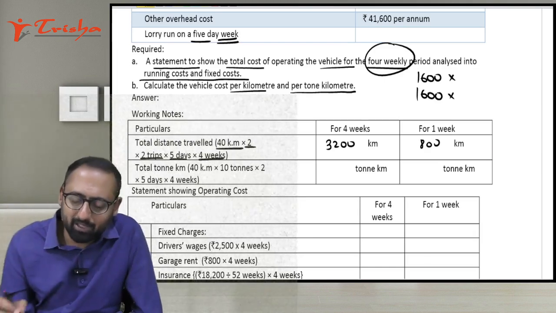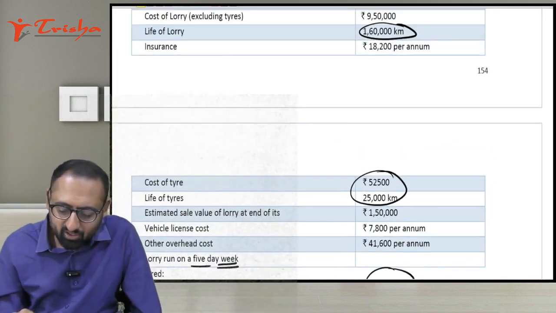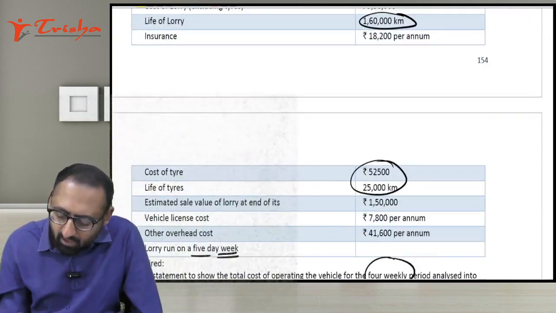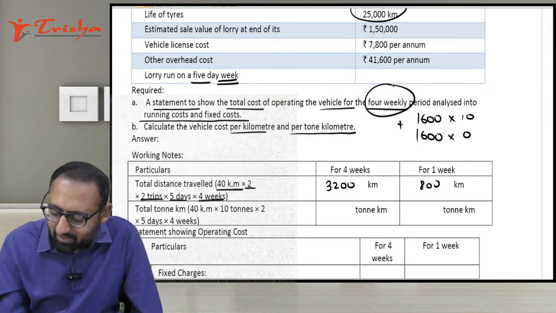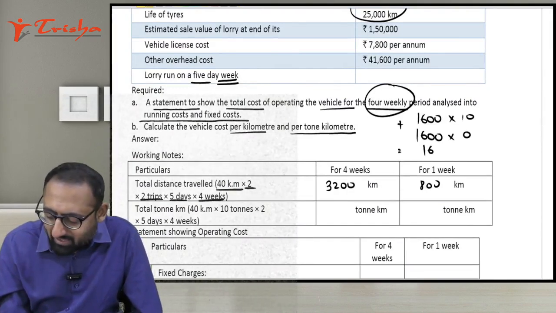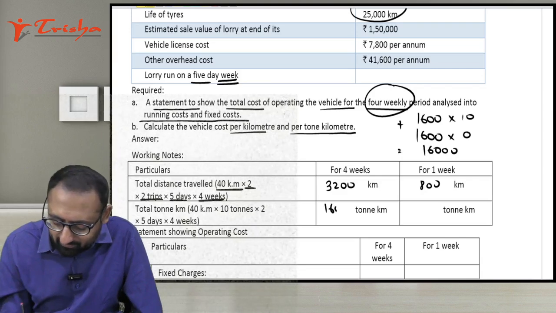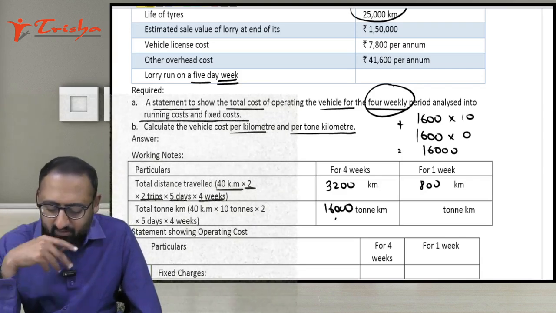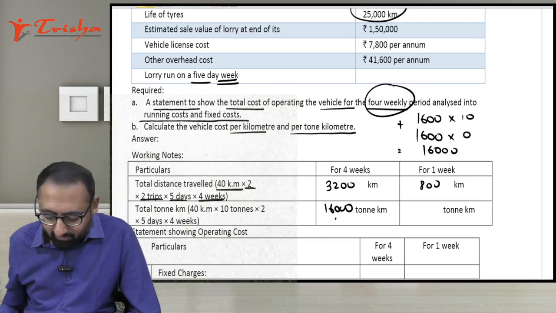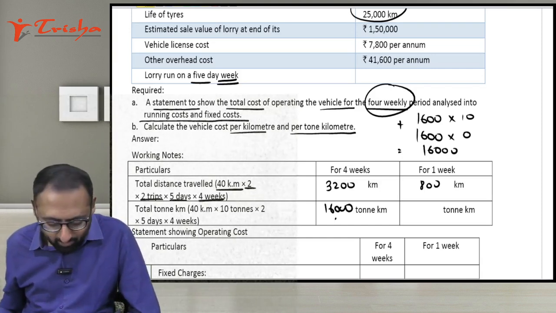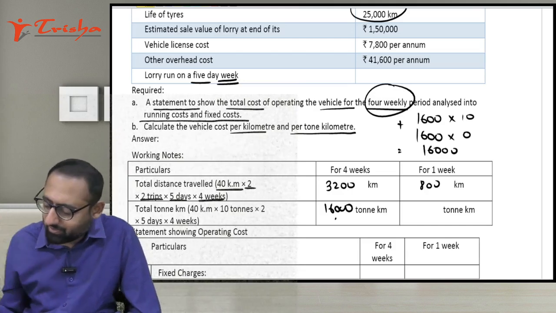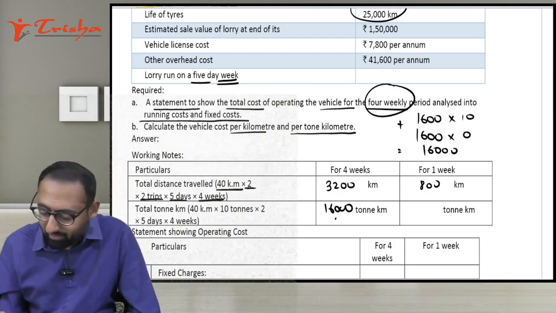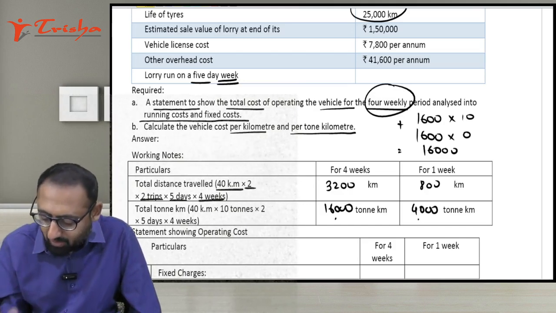1,600 multiplied by the load they have taken, 10 ton, and return will be 0. So guys, I'll have to add this. Your answer will be, guys, 16,000. Perfect, guys. You can check that: 40 multiplied by 10 tons multiplied by 2 multiplied by 5 multiplied by 4. Yes, it is 16,000, and for 1 week, divided by 4 weeks, if I take that, it is 4,000.